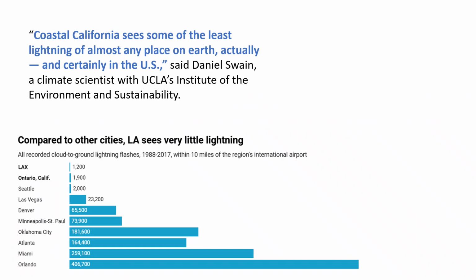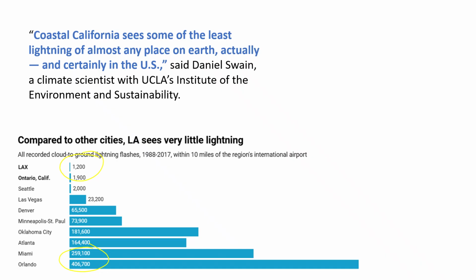Here we compare some U.S. cities. This is the amount of lightning that they get. And LA is a really big, huge city. 1,200 seems like a big number. 1,200 bolts of lightning within 10 miles of the airport in a year. Well, look at Orlando and Miami and Atlanta. 400,000 lightning strikes in Orlando within 10 miles of the airport.